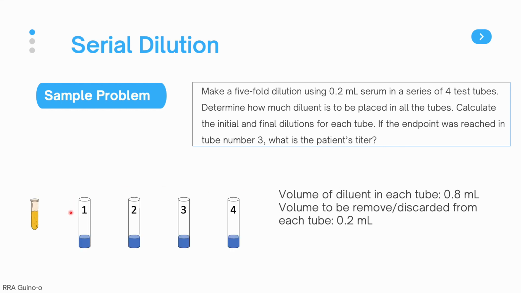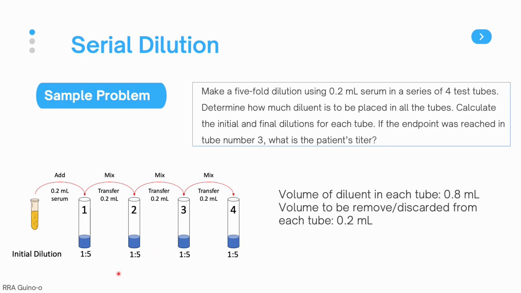Here we have our 4 test tubes. Don't forget, it's a 5-fold dilution, so each of these tubes has 0.8 ml of diluent already added to them. Now we add our undiluted sample. We add 0.2 ml to tube 1, and then we transfer 0.2 ml from one tube to the other. Our initial dilution for all the tubes is 1:5, since it's a 5-fold dilution.